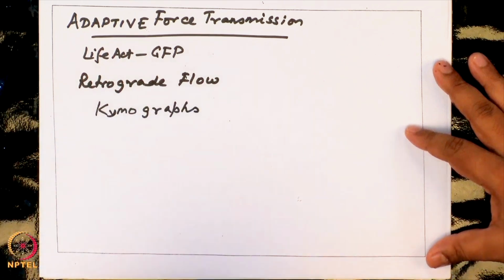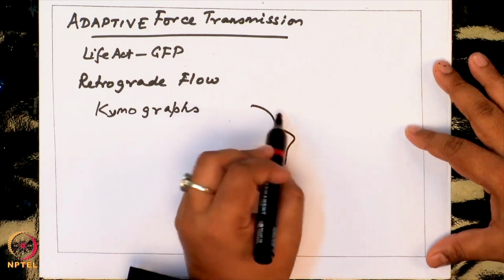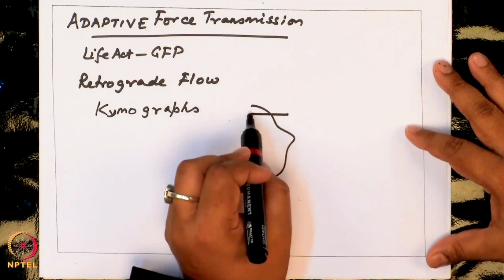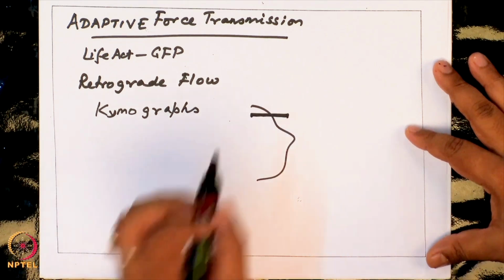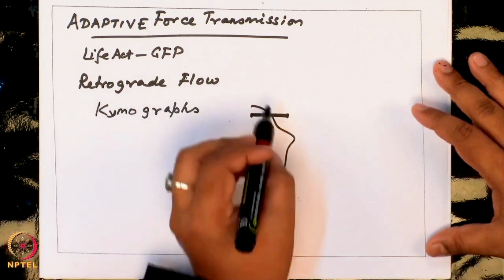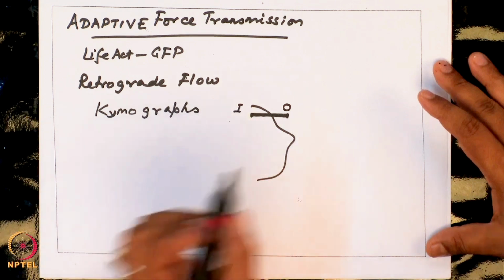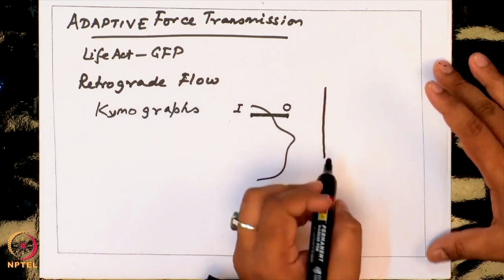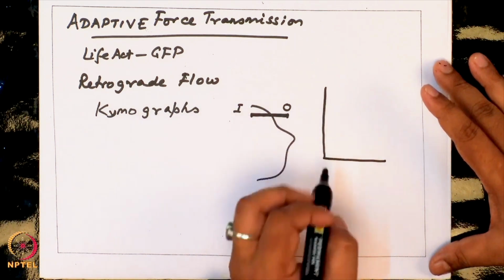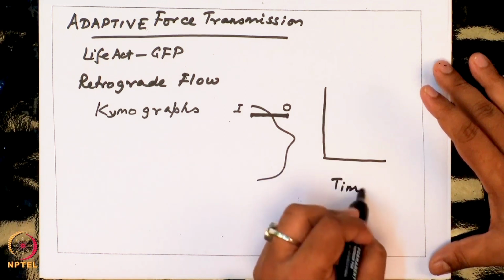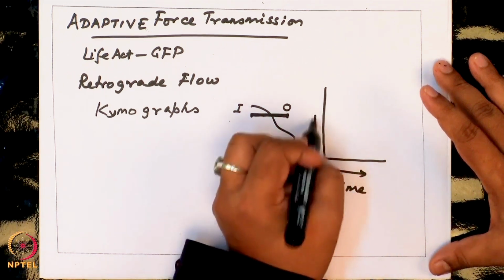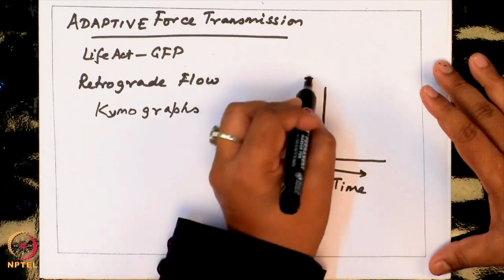So, once again, what is a kymograph? You have a membrane, you draw a very small strip somewhere, and along the length, you have the outermost point and the innermost point. You track it over time. So, this is your time axis and this is your length. This is your outer point, this is your inner point.